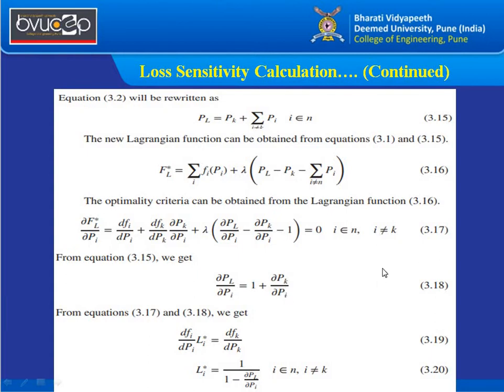From these two equations, we get this term, and from this particular term, dFi by dPi into Li star, we get dFk upon dPk. So this is the injected power, and this is the function of injected power which is in the Lagrange's term. This Lagrange's term we can obtain in this particular equation.